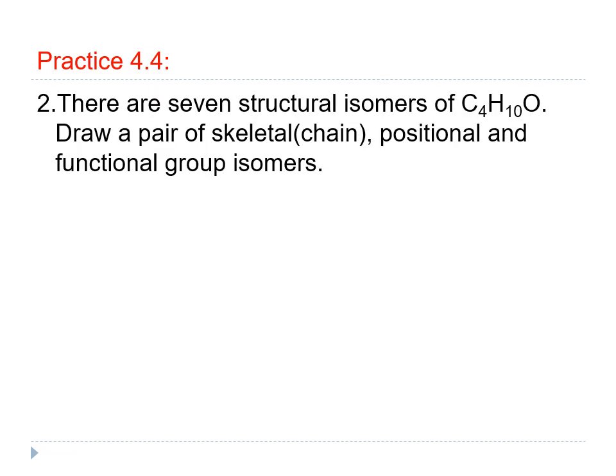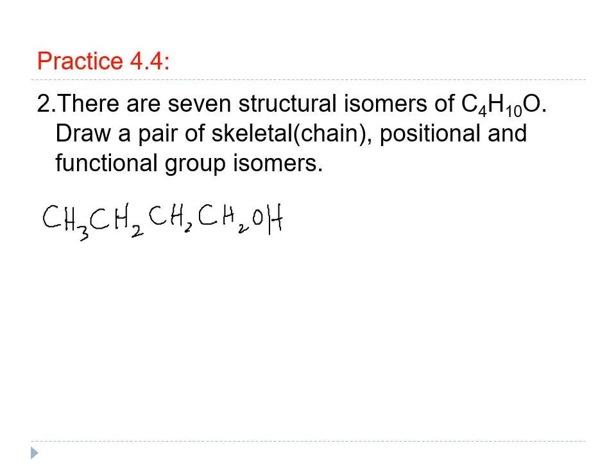Let's do question number 2. There are 7 structural isomers of C4H10O. Draw a pair of skeletal, positional, and functional group isomers. So firstly, we write the long chain or the linear chain of butanol, CH2OH. There are 4 carbons. Hydrogen, we have 10, and this is 1 O.